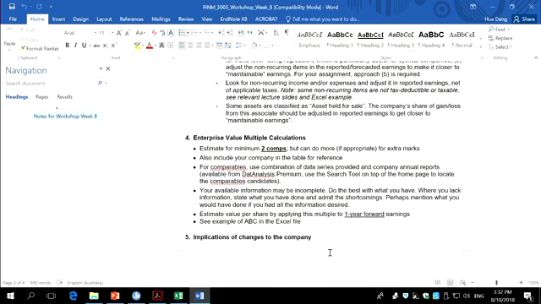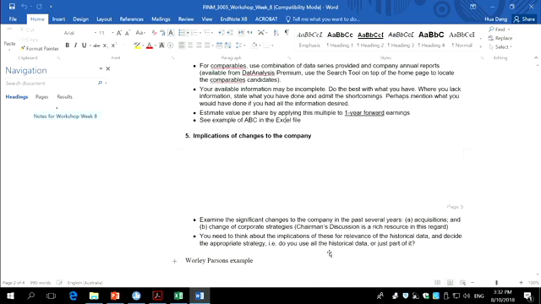Are you going to use enterprise to EBIT, enterprise to EBITDA, or enterprise to NOPLAT? All of these are going to be decided by your team, which multiple you're going to use in your valuation.